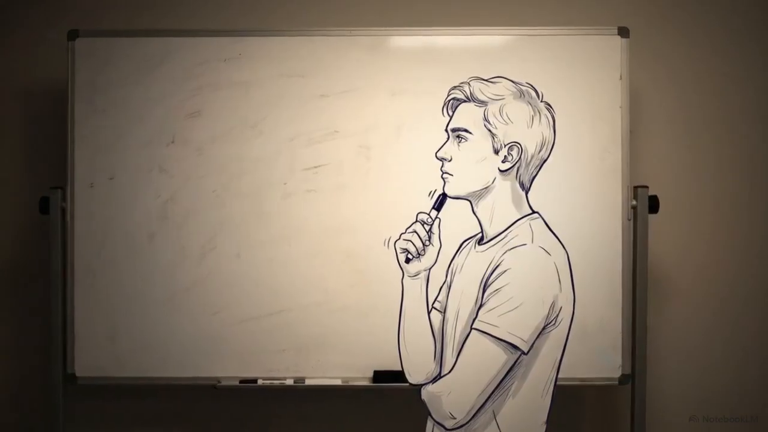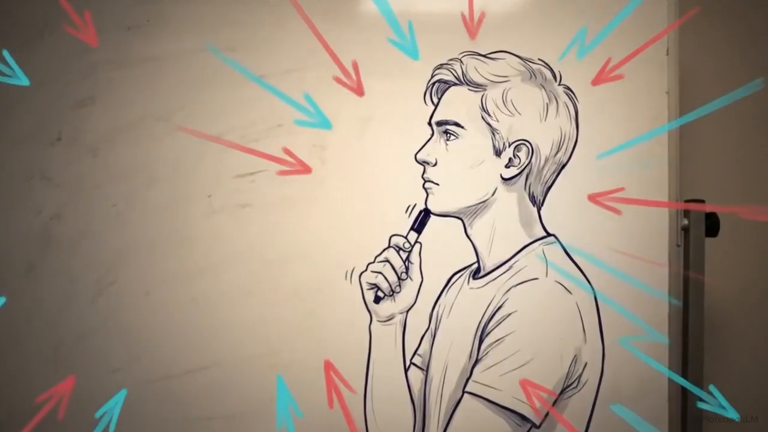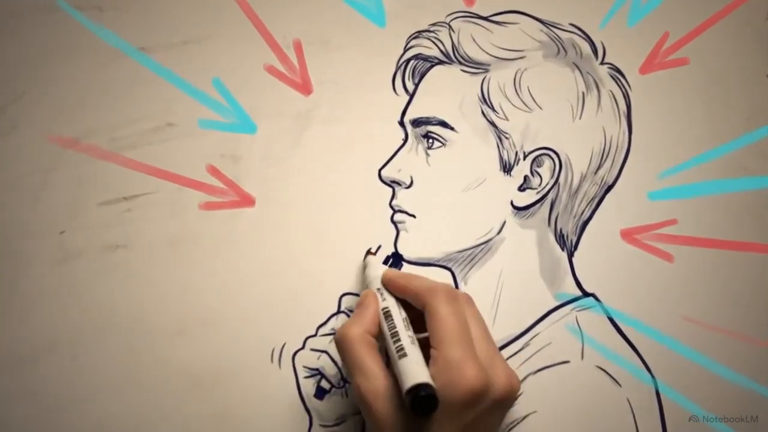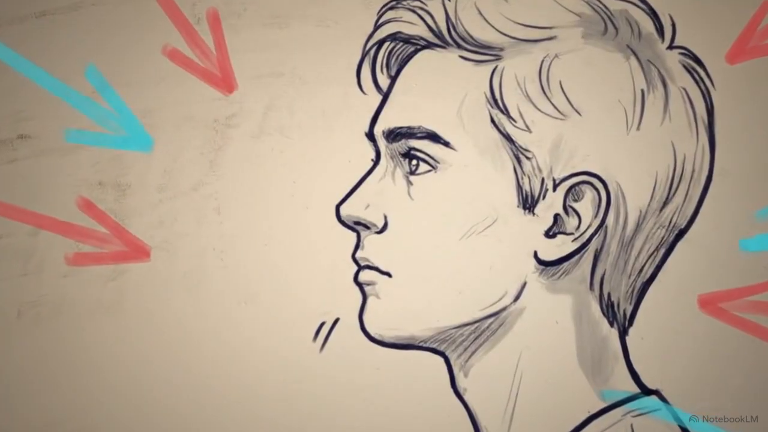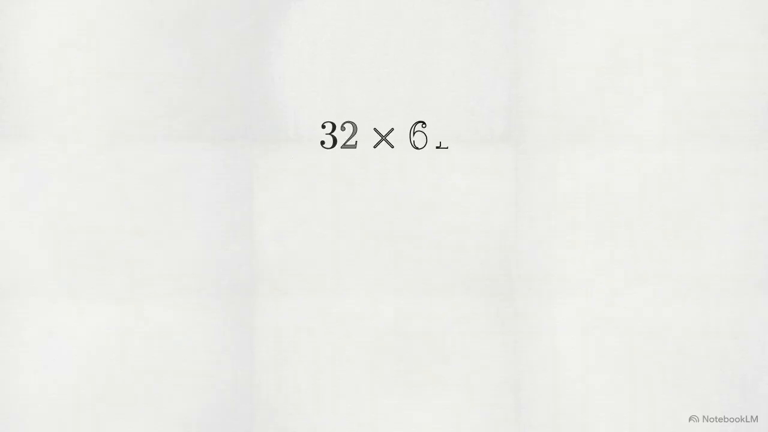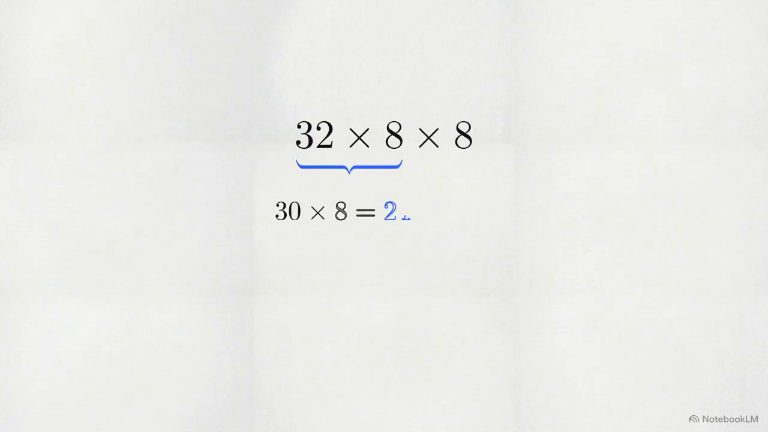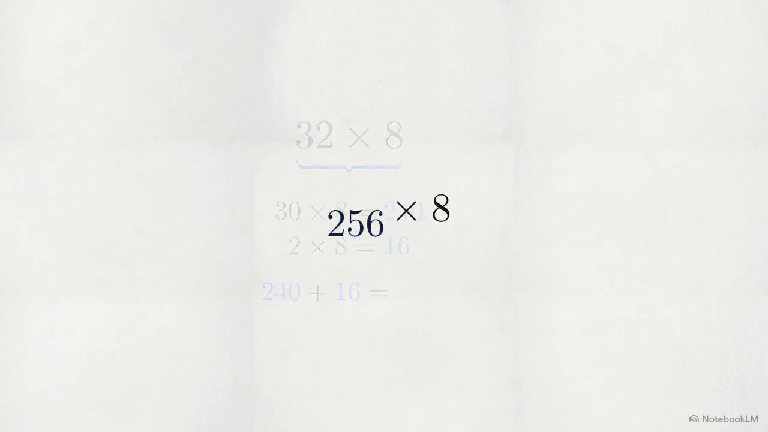We can now return to that intimidating problem, 32 times 64. In this case, we'll assume neither of these multiplication tables is familiar. We can solve this by factoring. We break 64 down into two smaller, recognizable factors, 8 times 8. Now we apply the left-to-right method to the first factor, 32 times 8. That's 240 plus 16, which equals 256.